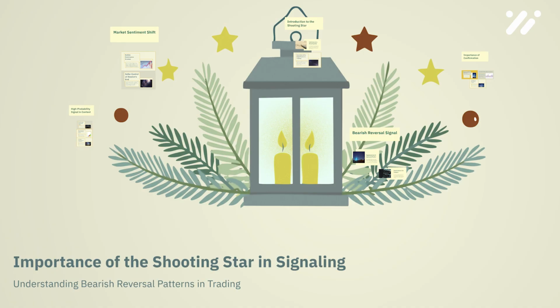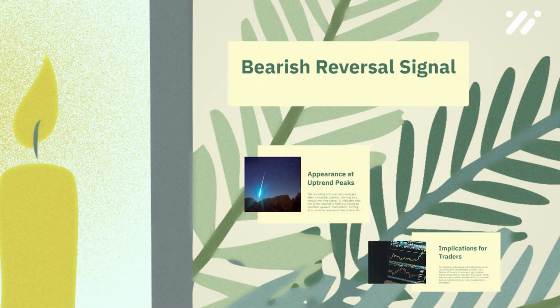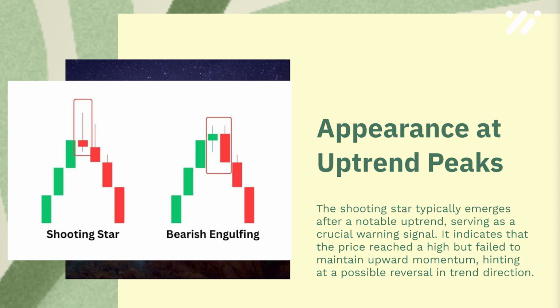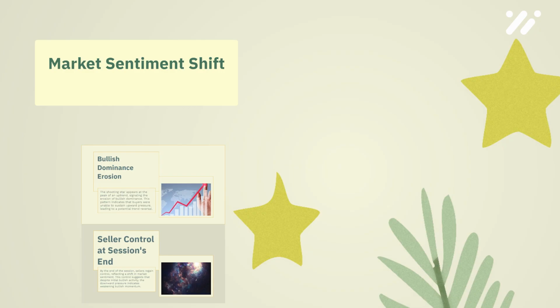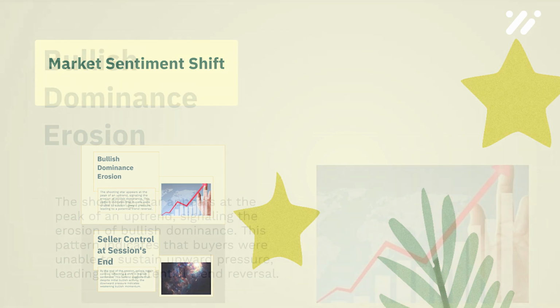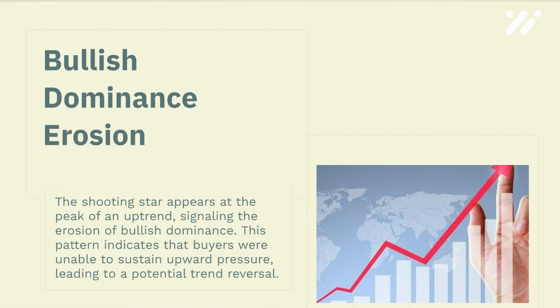We move to the importance of the shooting star in signaling potential reversals. First, bearish reversal signal. The shooting star often appears at the peak of an uptrend, signaling a potential shift from bullish to bearish momentum. Second, market sentiment shift. The pattern shows that the bulls were unable to maintain their dominance and sellers took control by the session's end. This shift in sentiment warns traders that the upward momentum is weakening.